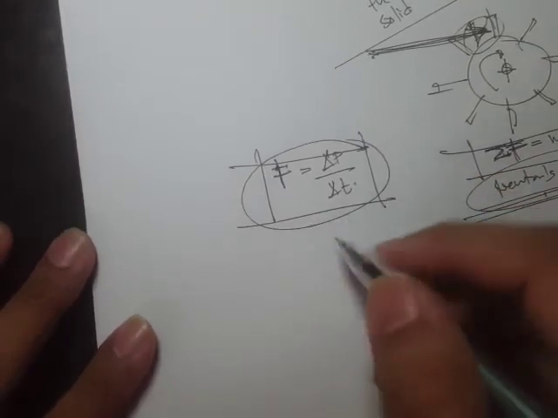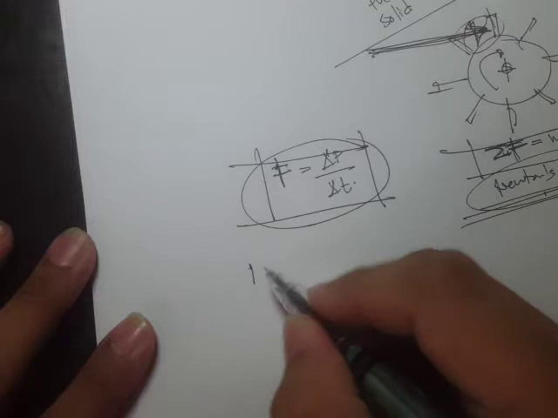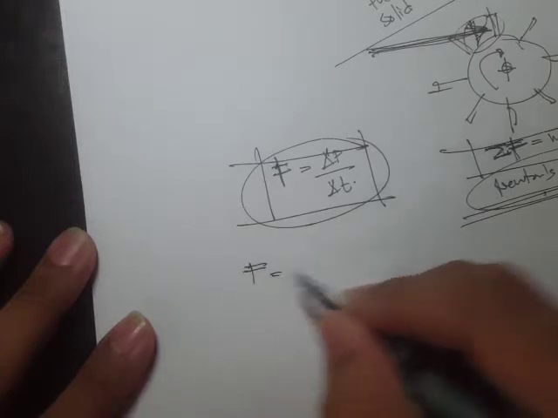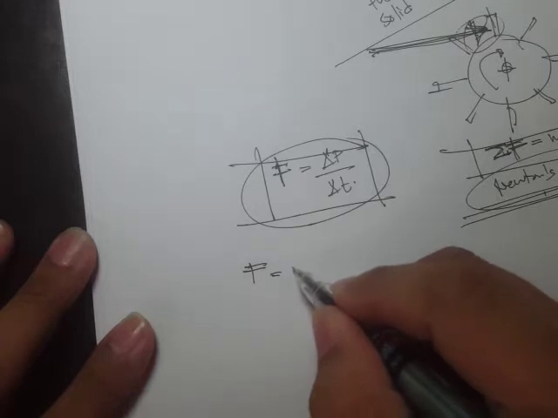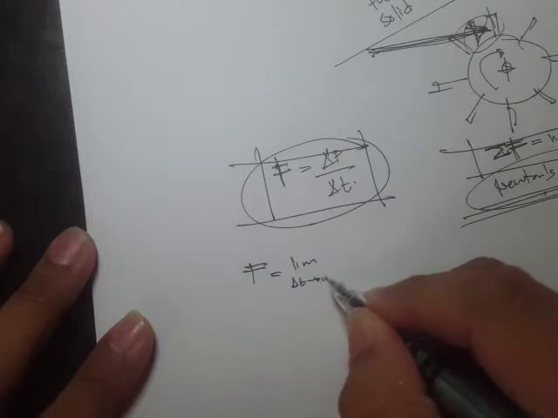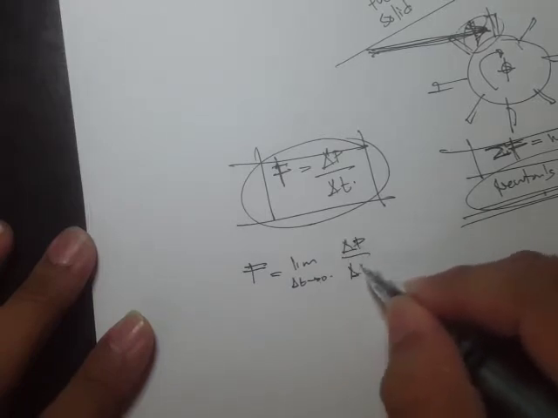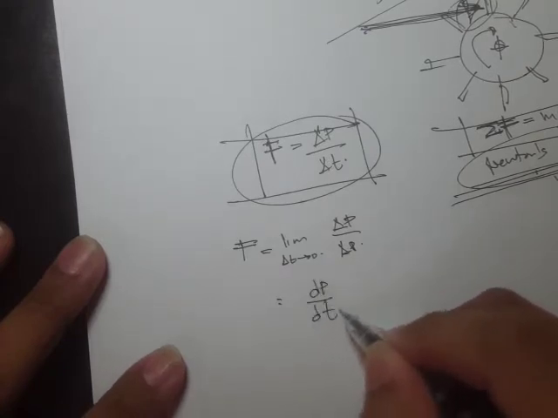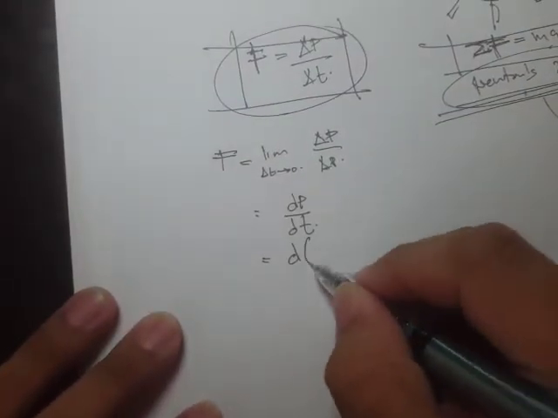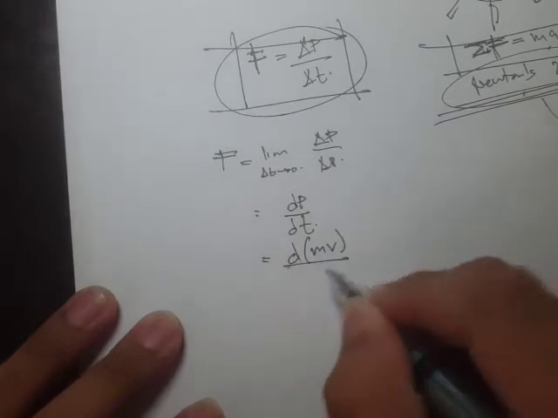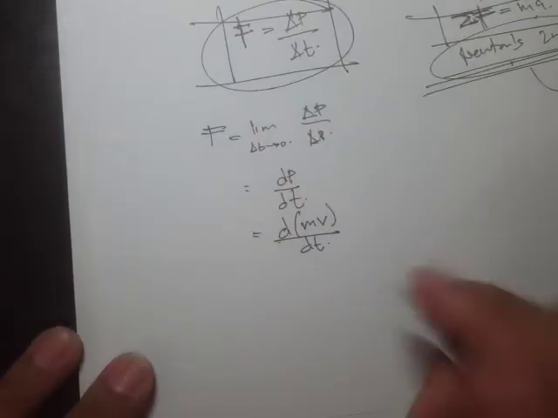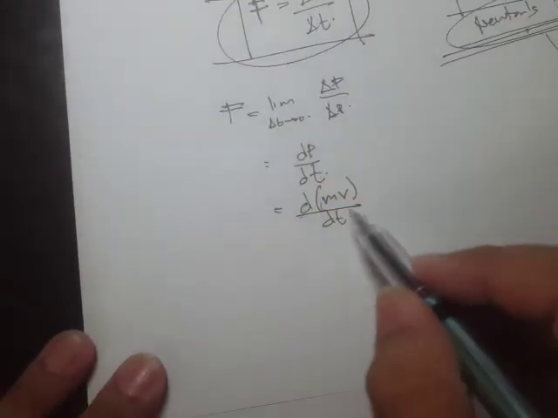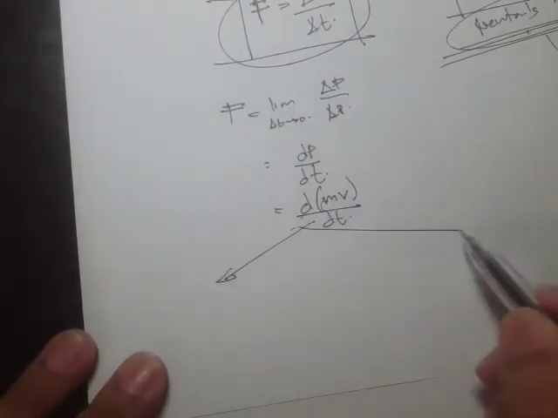Okay, so let's derive now. If we take the limit as delta t approaches 0, then this one would actually be dp all over dt. But what is p? This is mv, right? mv all over dt. Okay, so since this is a product, then we can actually obtain two expressions.